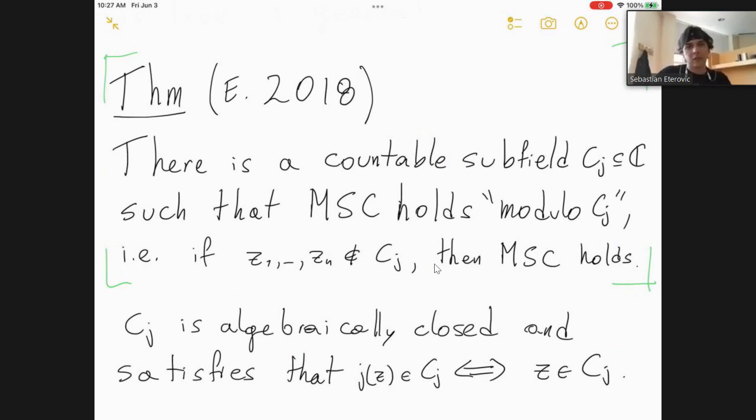Yeah. So in some sense, what this means essentially is that modular Schanuel has at most countably many counterexamples, if it has any, and they are found in this field Cj.